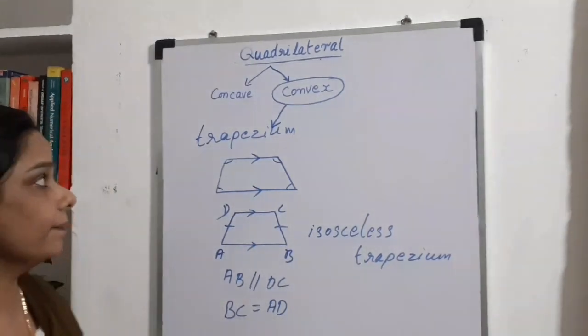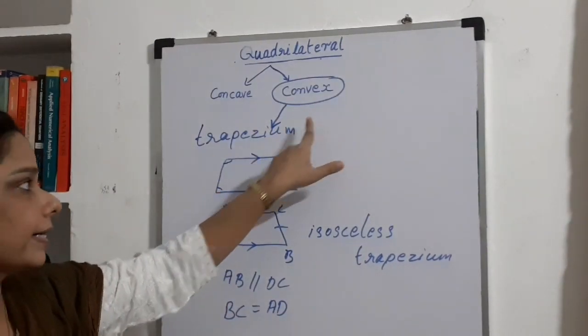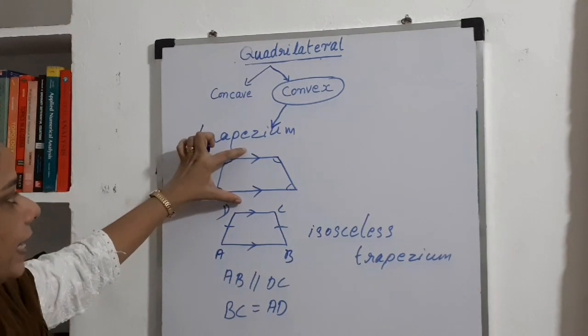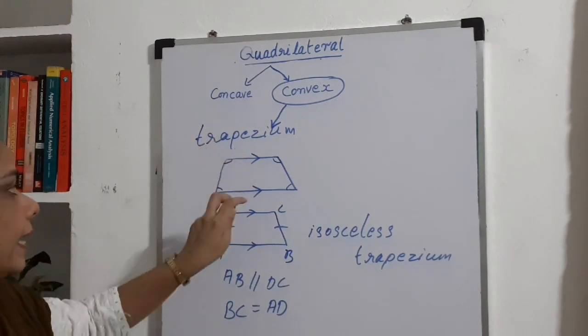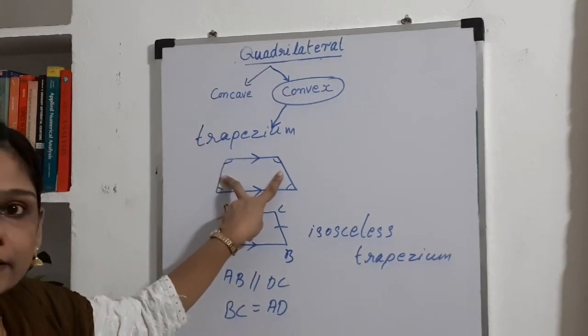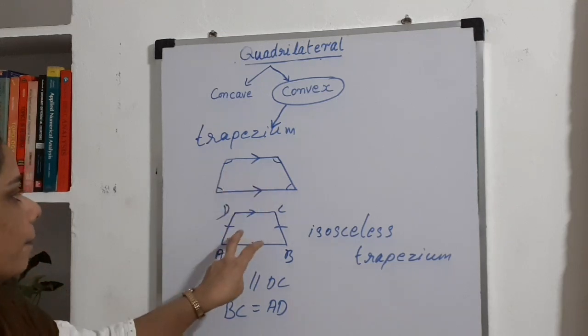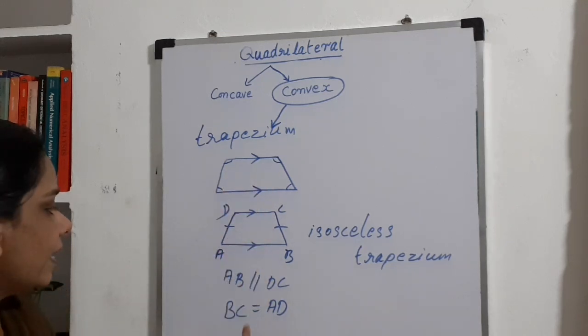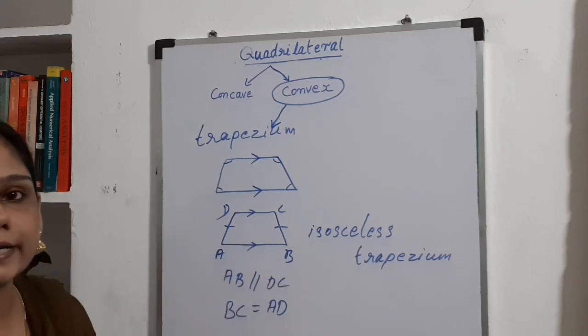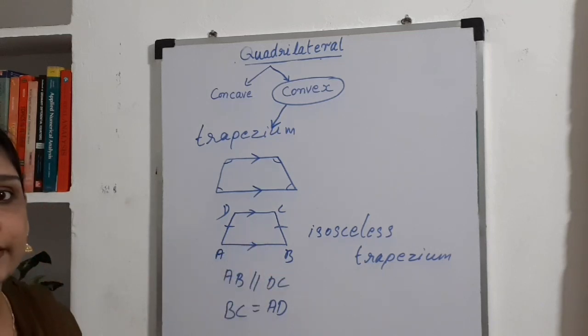So what is a trapezium? A trapezium is a convex quadrilateral in which a pair of opposite sides are parallel and the other two sides are non-parallel. If the non-parallel sides of the trapezium are equal in length, we can call that an isosceles trapezium.